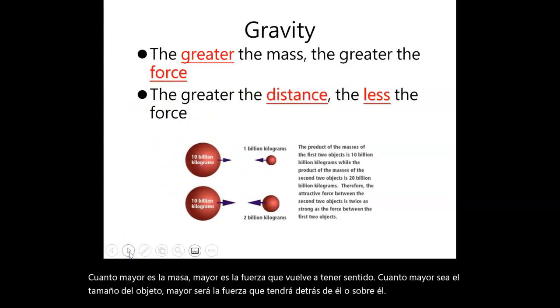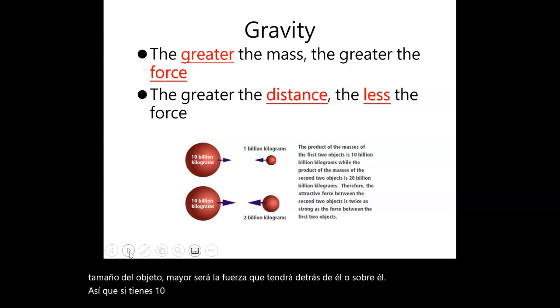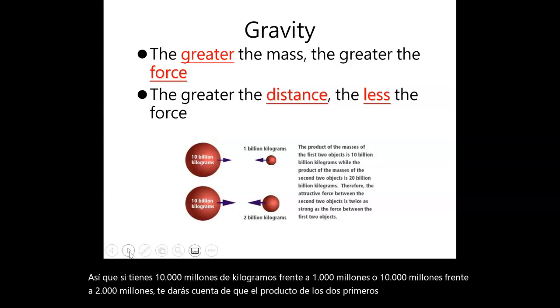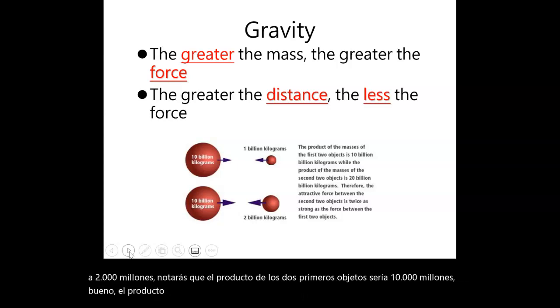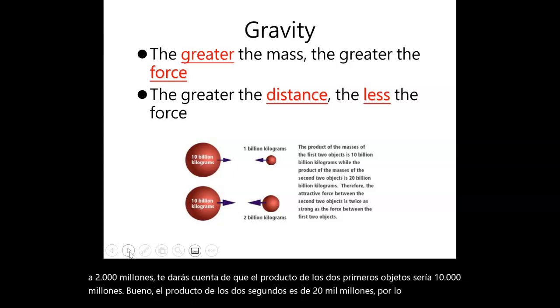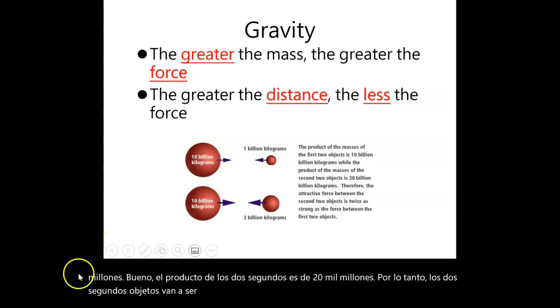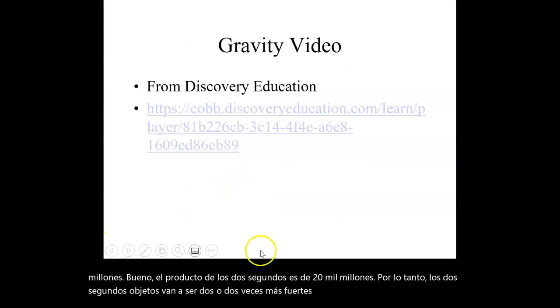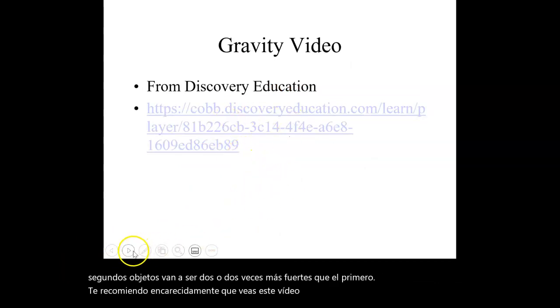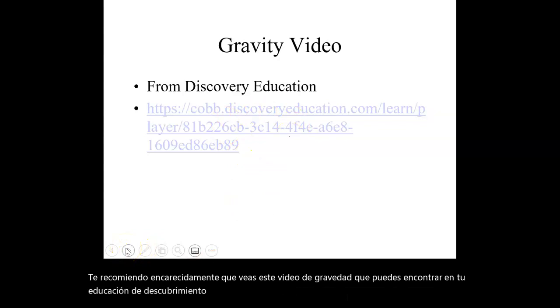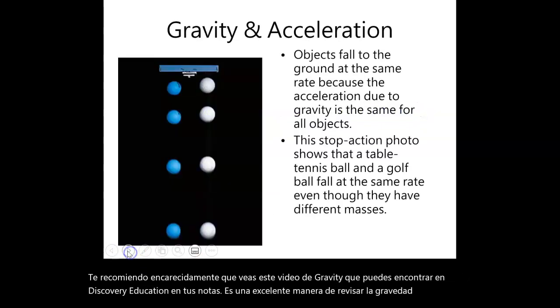So if you have 10 billion kilograms versus 1 billion, or 10 billion versus 2 billion, you'll notice the product of the first two objects would be 10 billion, while the product of the second two is 20 billion. Therefore, the second two objects is going to be 2 times or twice as strong as the first. I would highly encourage you to watch this gravity video that you can find on Discovery Education in your notes. It's a great way to review gravity and get more information.